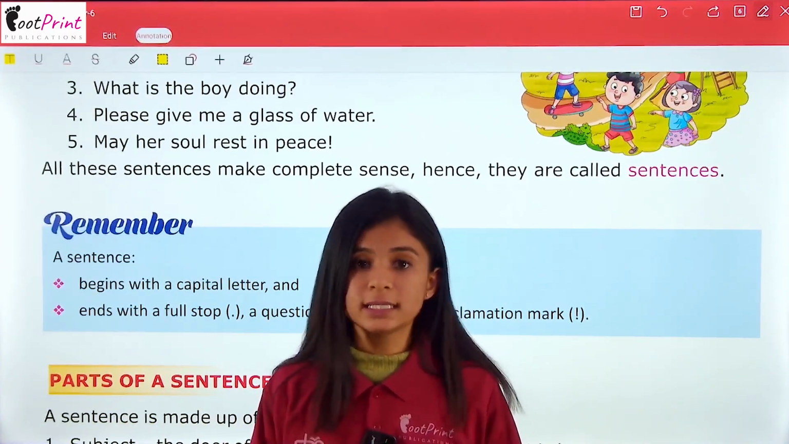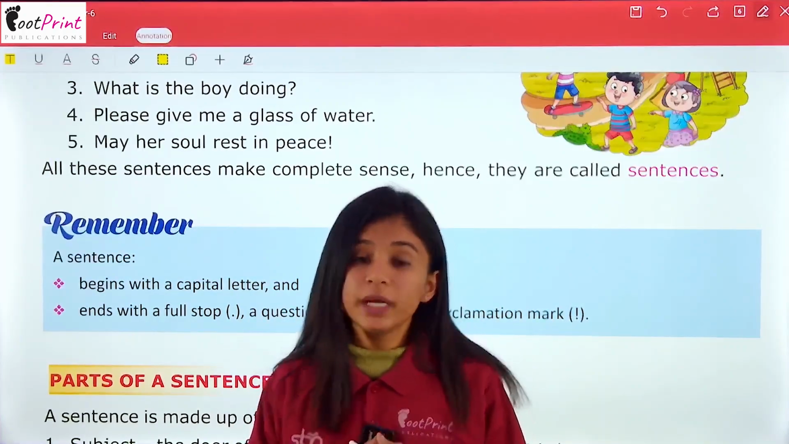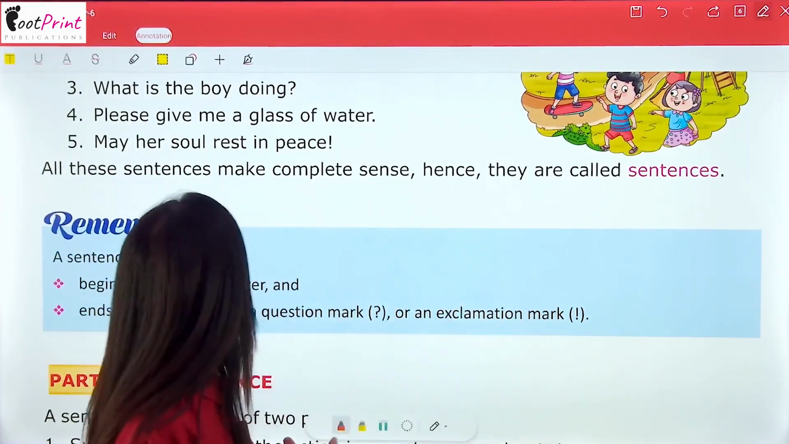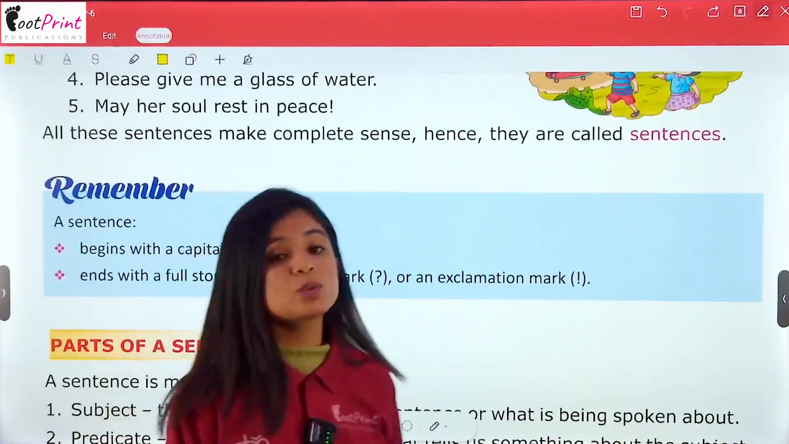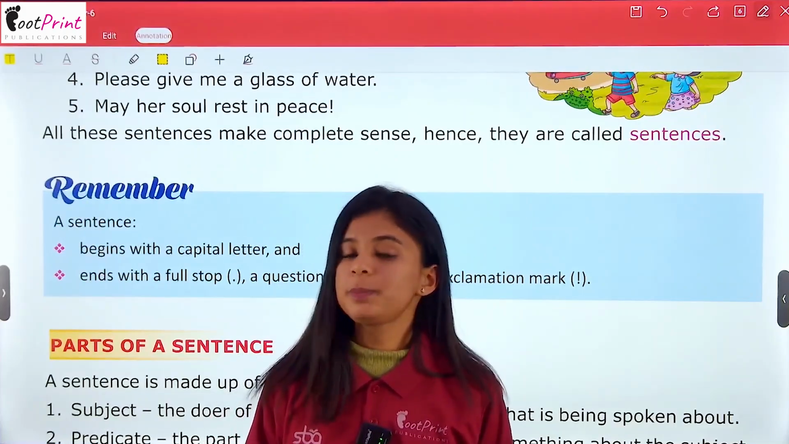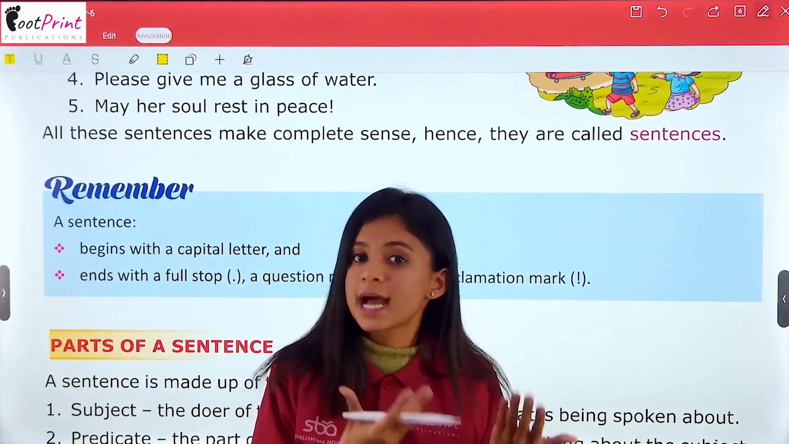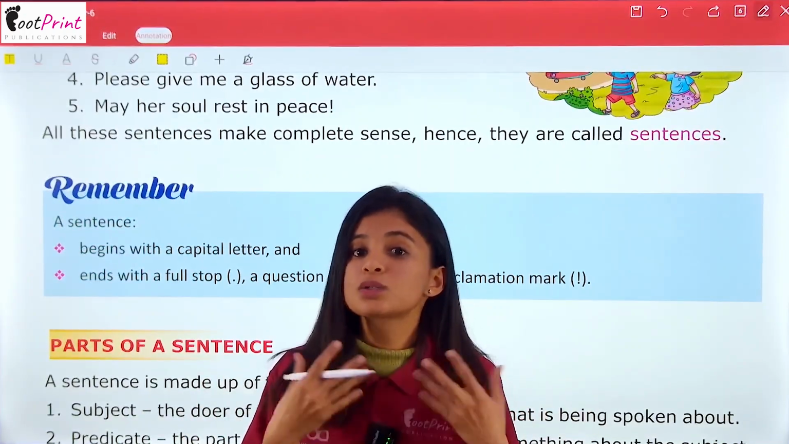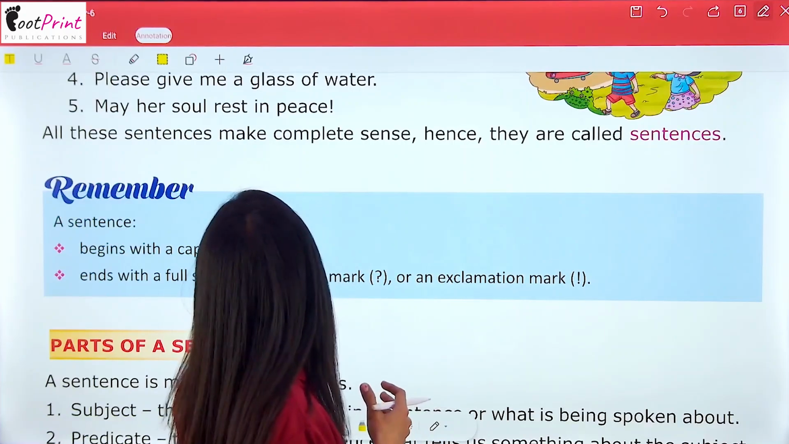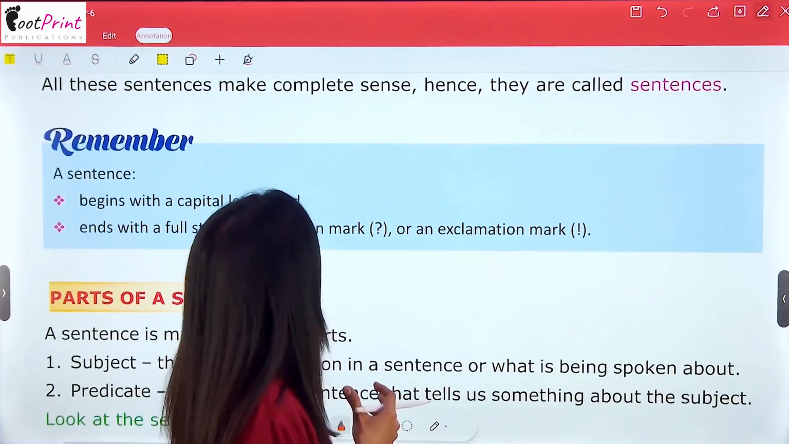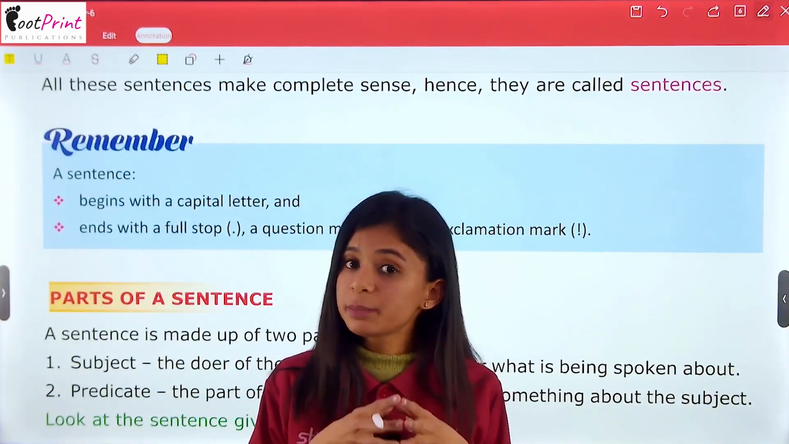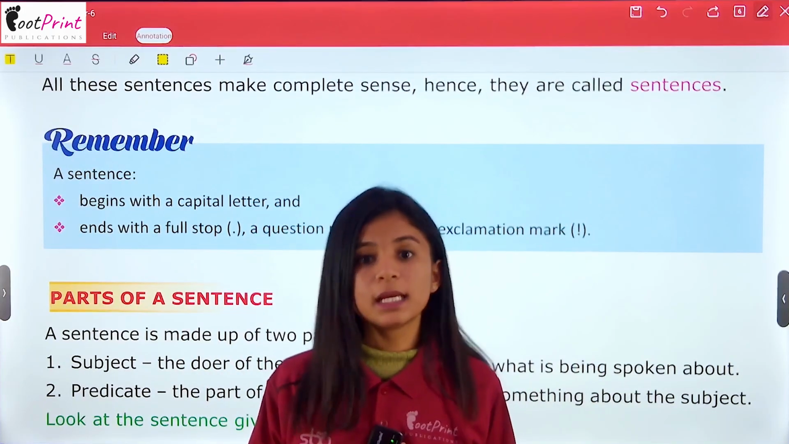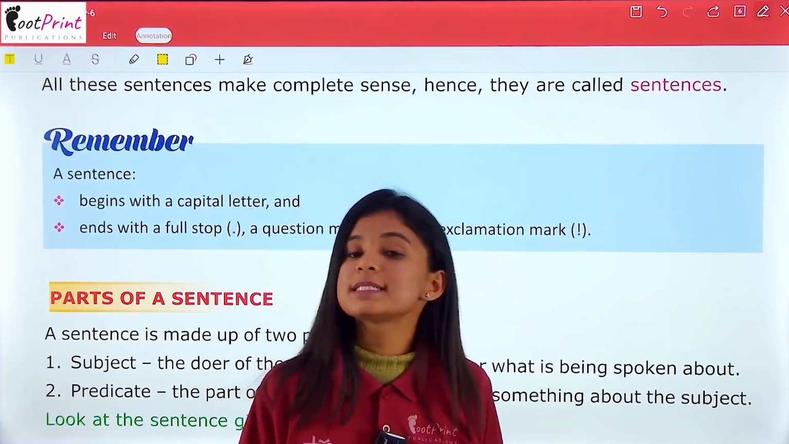We can understand a person's statement by reading the sentence or even by the person's words because it is making a complete sense. And the last sentence we have is, may her soul rest in peace. So we can see that a person has died and someone is saying that may her soul rest in peace. They are showing their sorrow, right? Let us move on. Here we can see that all these sentences are making complete sense. We can understand what a person is trying to say through these sentences. So that's why all of these are called sentences.